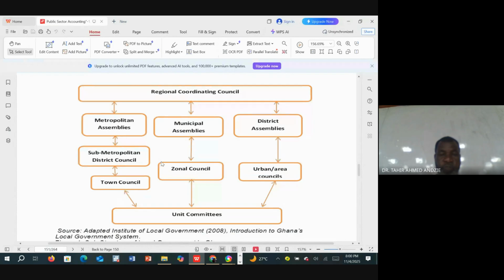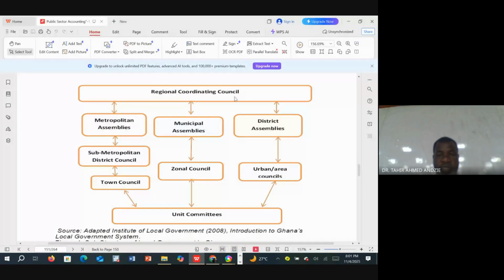So for the sub metro, you know, some of the metros are big, so we can have sub metros. Under the sub metros, we can also have town councils. If you go to Kumasi like this, we have KMA sub metros. So the sub metros are district councils. Okay, and under them we can have the zonal council. But if you come to municipal, we have zonal councils, and then you come to the district, we have the urban councils. So that is the structure. The zonal sub metro and then zonal council is one layer.